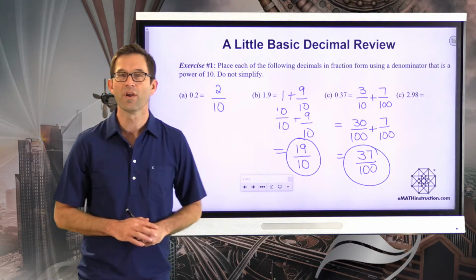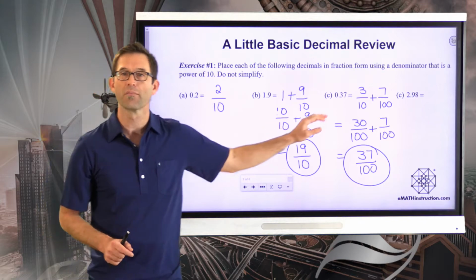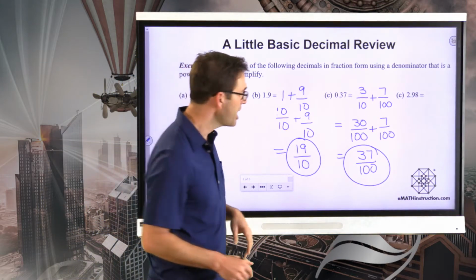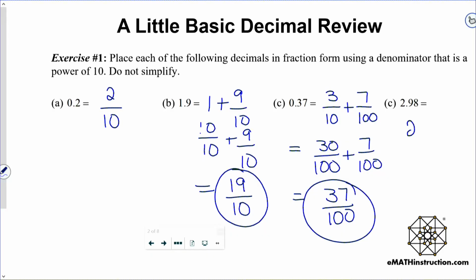That last one is very, very similar to a combination of letter B and letter C. 2.98 would be the same as 298/100ths.